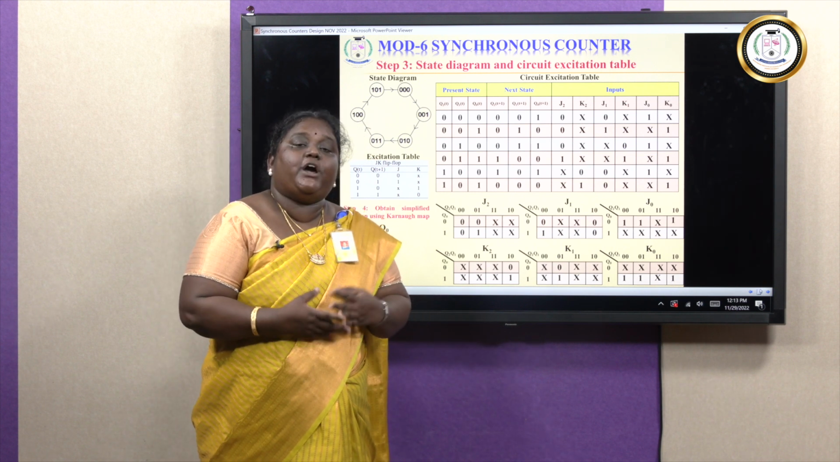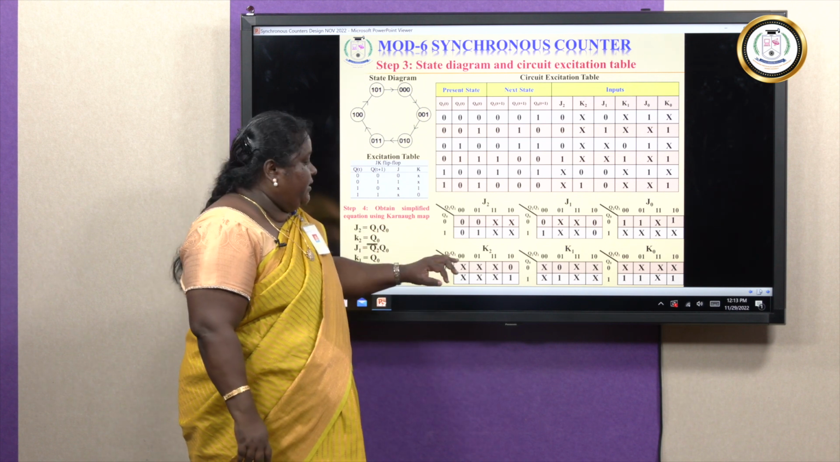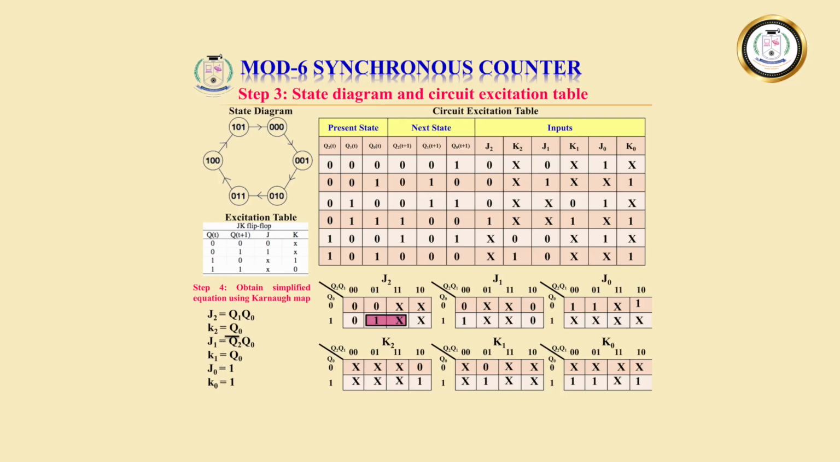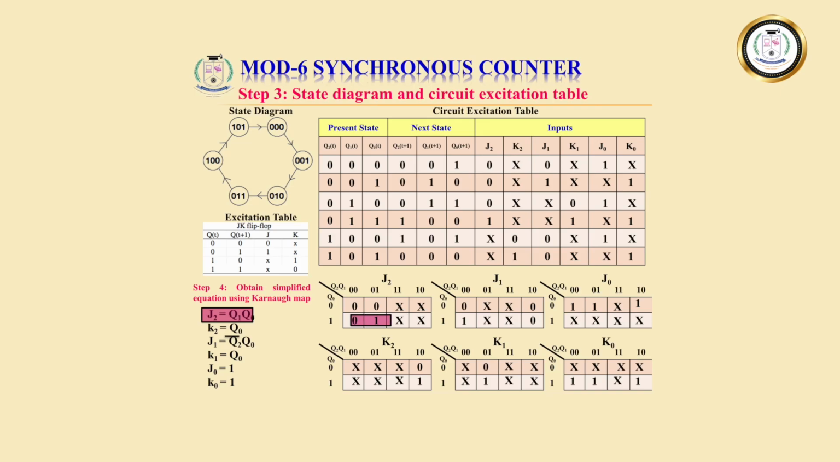Next step, we have to do the mapping process for creating the simplified equation. We can map 1 and don't care for J2. So what is the position here? J2 is going to be Q1, Q0. Is it clear? So it is going to be Q1 Q0. Then for K2, you can map all these 4, therefore it is going to be Q0. Okay. Next for J1, you can map this position, these 2.